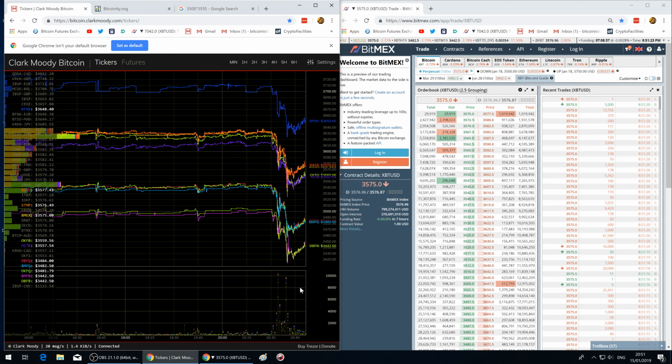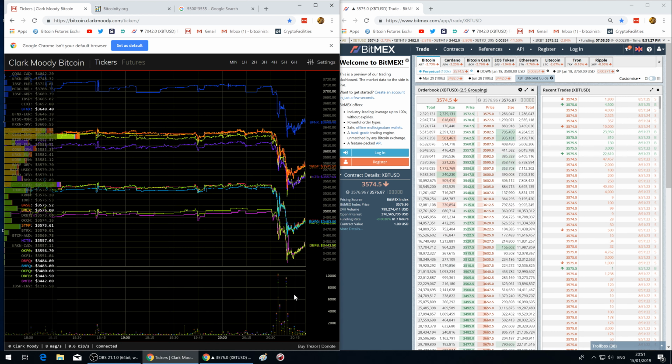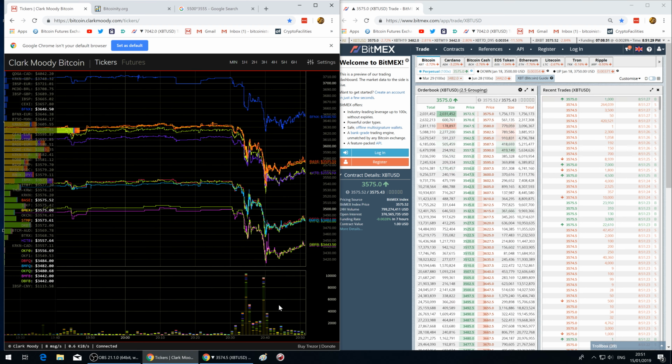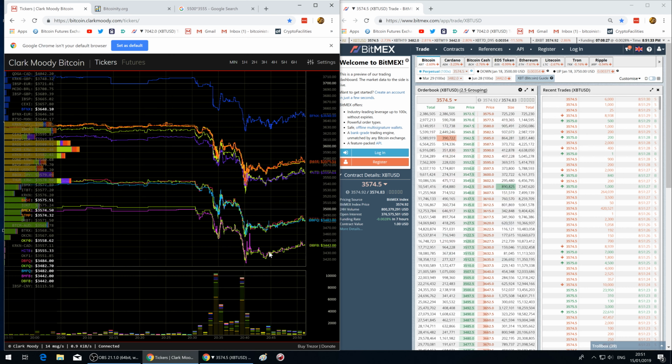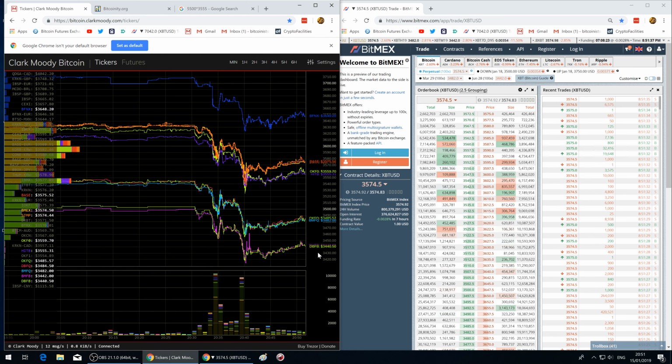And this again shows how much and how little volume you have on specific exchanges. Nearly everything is Bitmex. And Deribit is still doing very, very little volume.